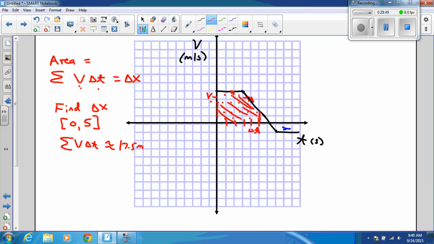You're starting here and you're adding up displacements as you go. And linear and quadratic functions are going to give us the equations. Yeah.